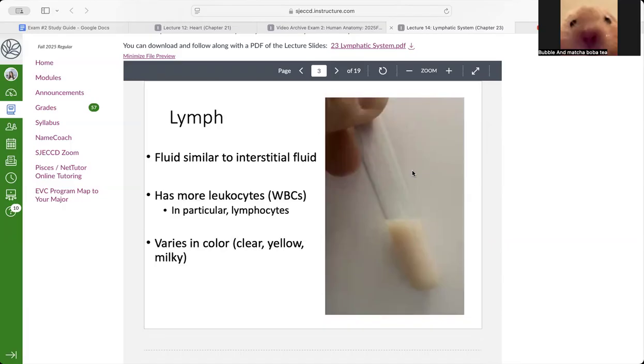The fluid is very similar to interstitial fluid, the only exception being that there are more white blood cells, and in particular more lymphocytes. It's very abundant in the lymph. And lymph does vary in color. More white blood cells means more milky, and more lipids and dietary fats means more milky and yellowy.